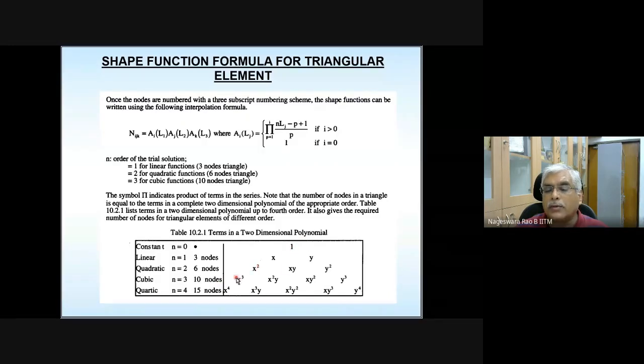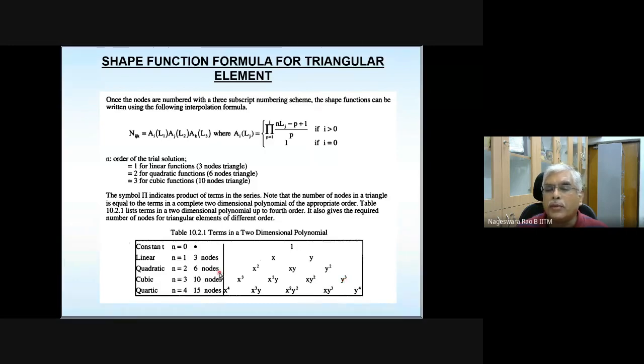So these are the coefficients that you can use. Already 6 coefficients are there up to y square. And if you want to add more coefficients, then a6 x cube, a7 x square y, a8 x y square, a9 y cube. So n is equal to 3 because we are including all the terms up to cubic terms.